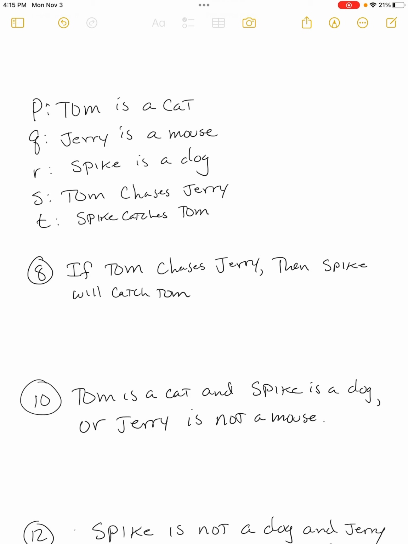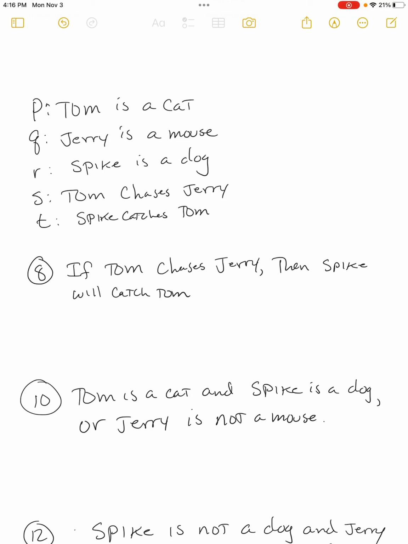So P is given to be in the problem, Tom is a cat. Q is Jerry is a mouse. Little r is Spike is a dog. Little s is Tom chases Jerry. T is Spike chases Tom. And what they want you to do is write the compound statement that they're going to give in symbolic form.